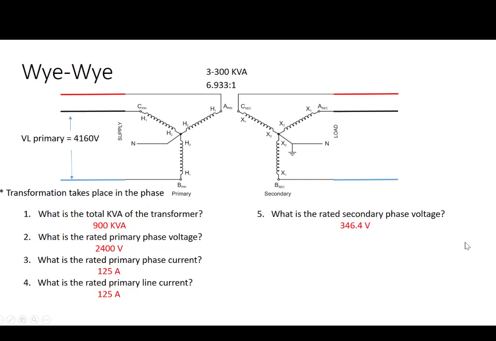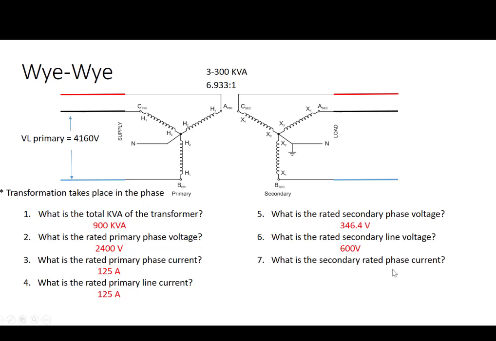We could almost call it 347. So our phase voltage on the secondary is 347. If that's the phase voltage, we know the rule for Y is line voltage equals phase voltage times root 3. And that would give us a line voltage on the secondary of 600 volts.